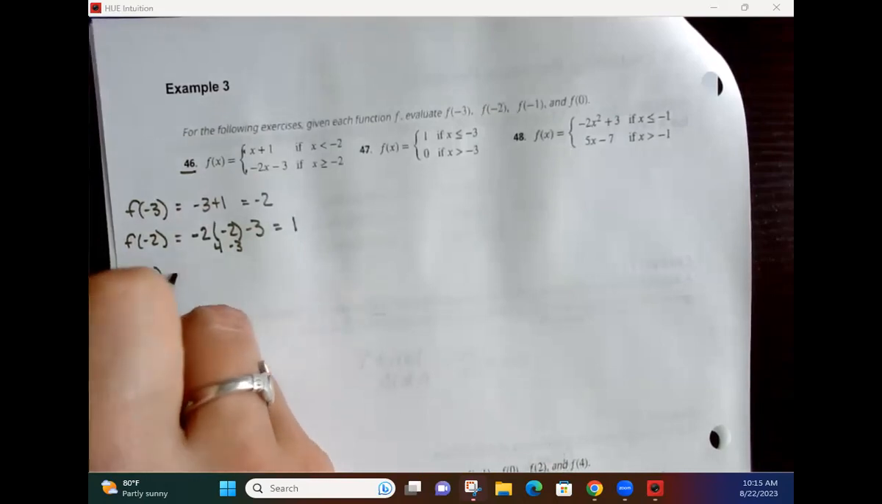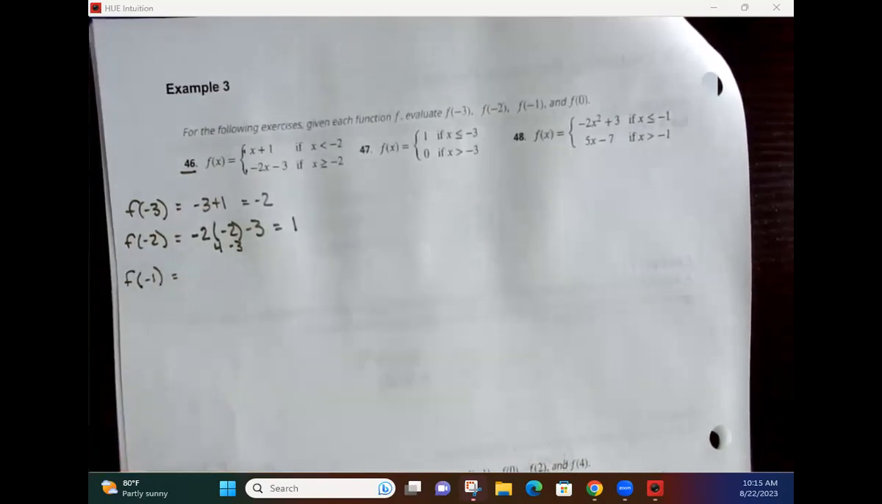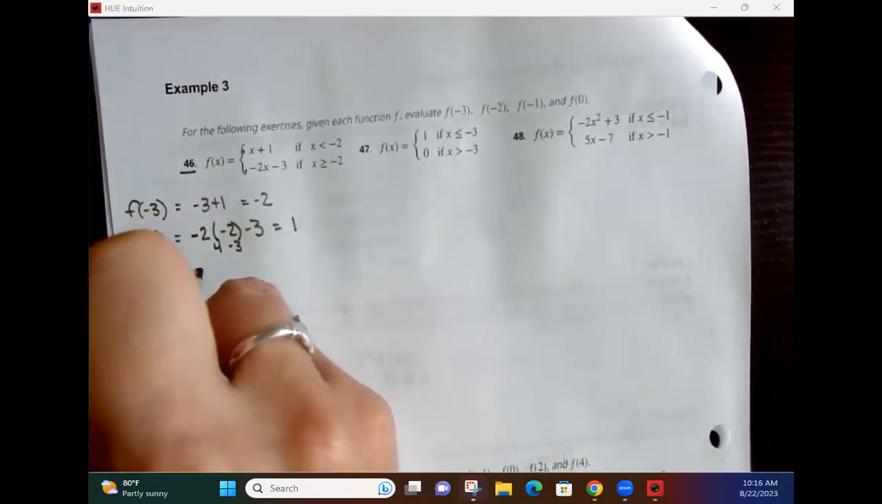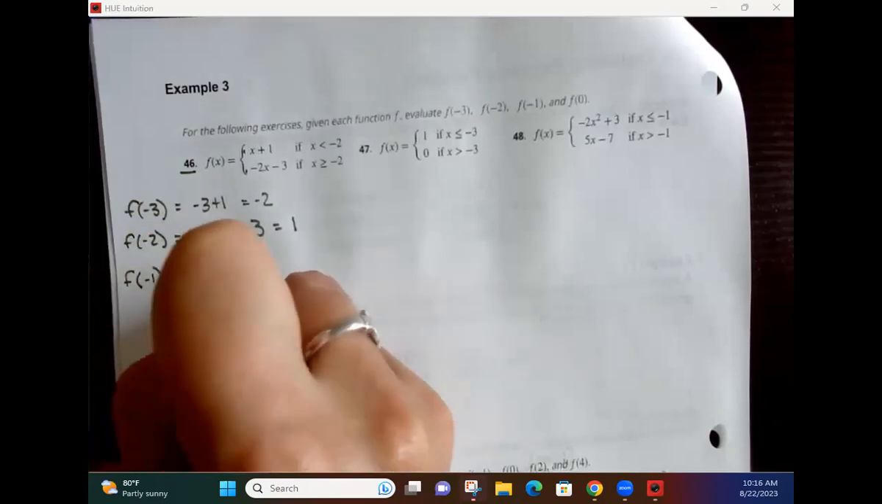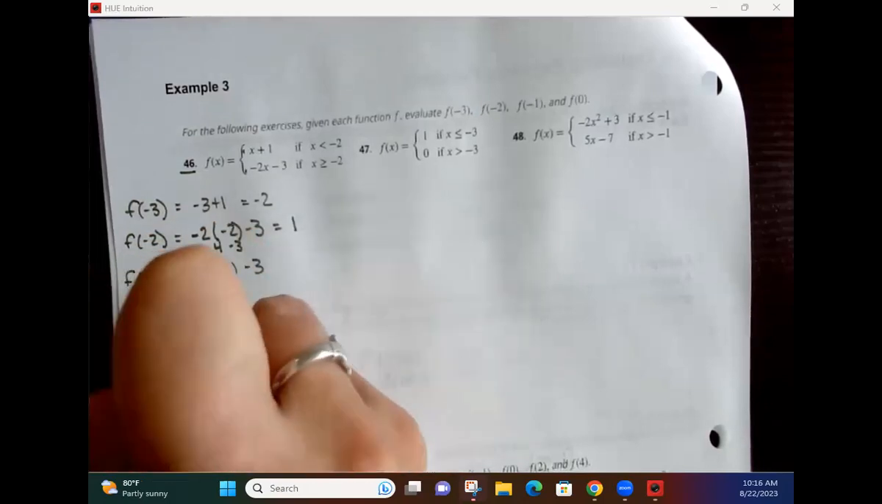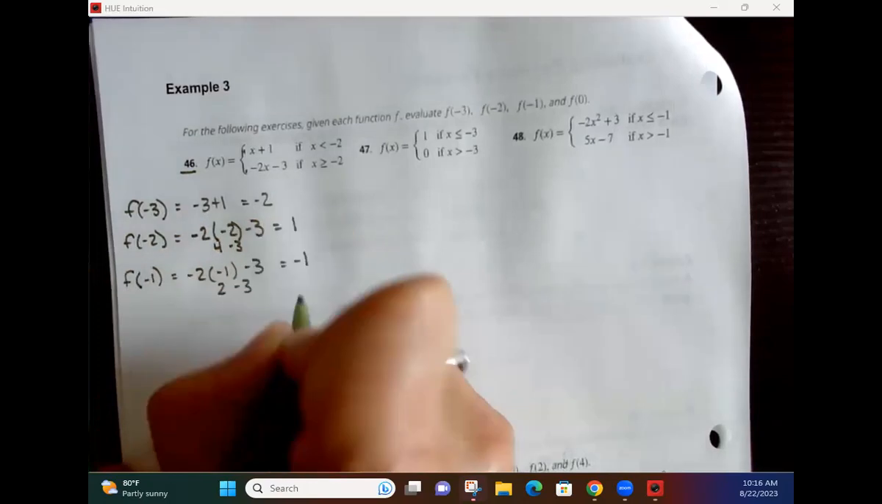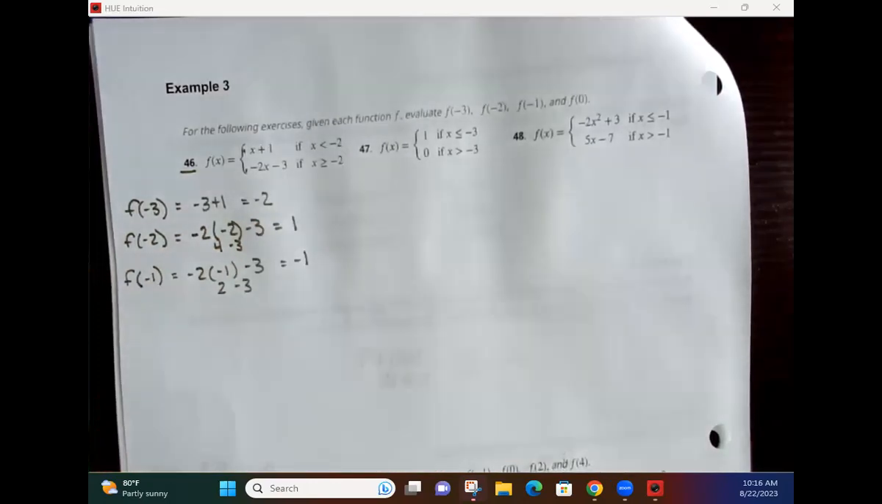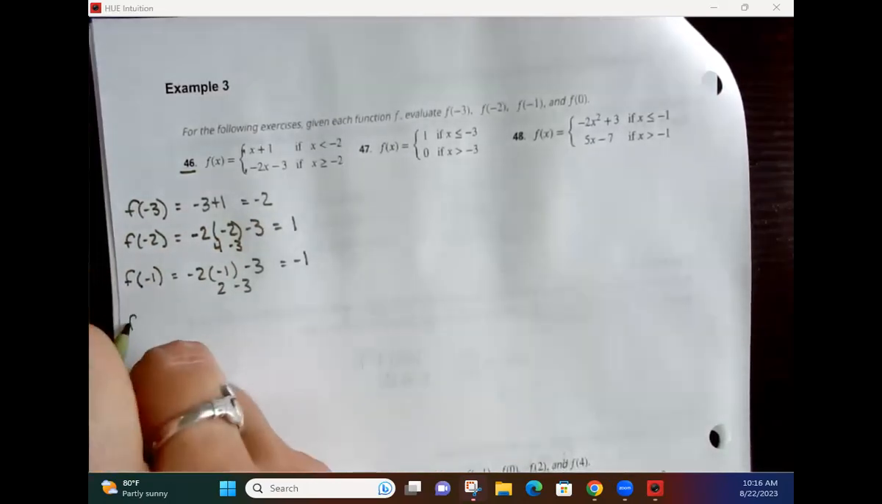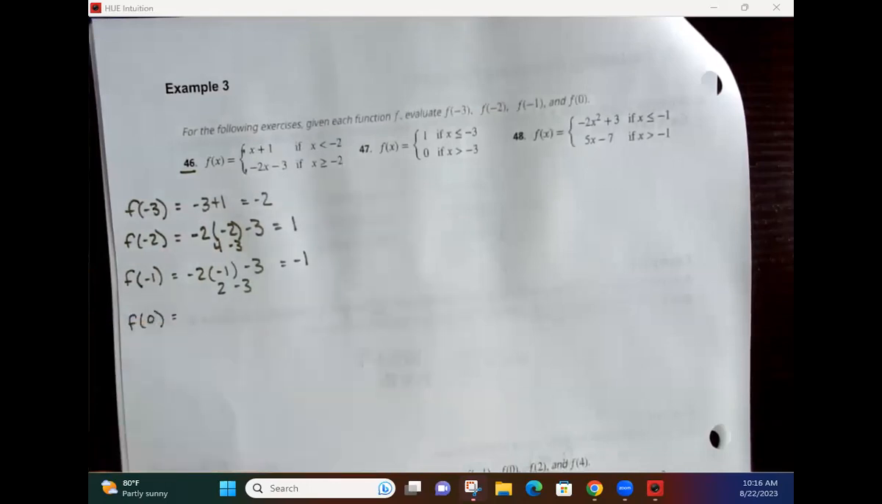How about f of -1? The bottom, -2 times -1 minus 3. That would be 2 minus 3, the -1 there. And then how about f of 0? The bottom one again.